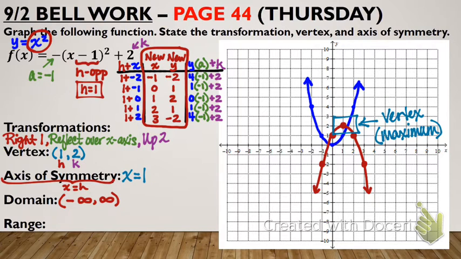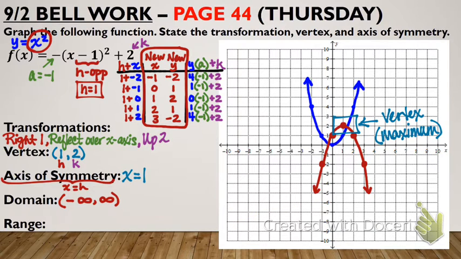It's kind of hard to tell because of these arrows, so I'm going to focus just on the vertex. Is this vertex higher than my parent vertex? Yes. If the vertex is higher, the whole thing has moved up. If the vertex is lower, the whole thing has moved down. All right, let's go do the range, and then we'll wrap up the bell work.